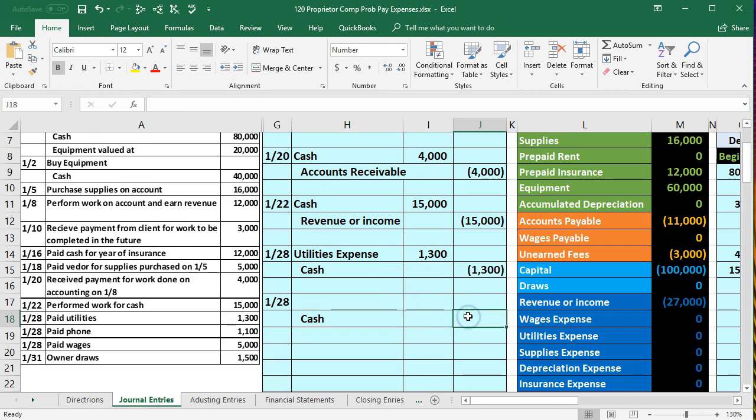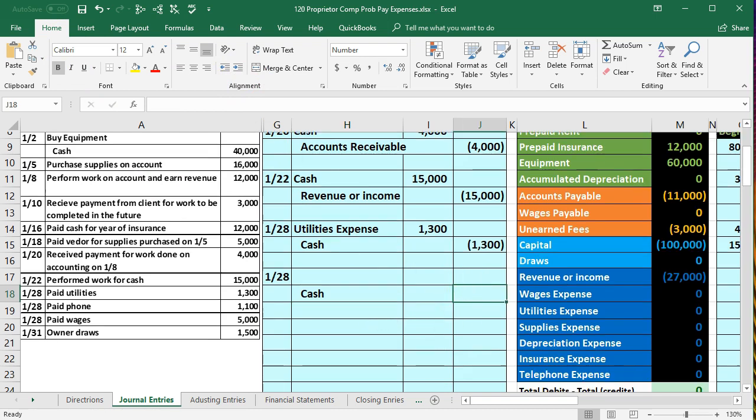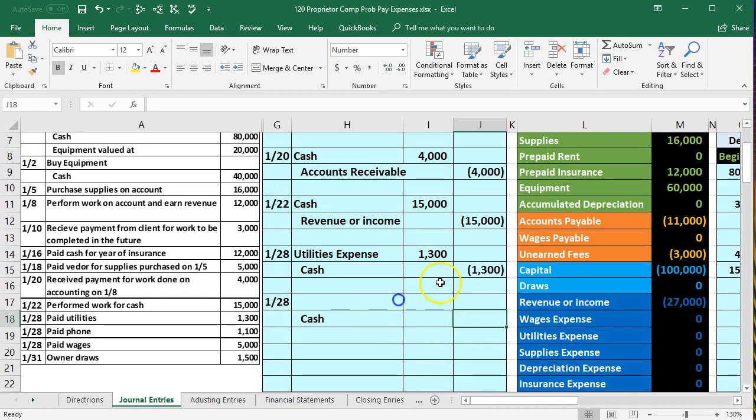We're going to be in the credit column. How much did we pay for the phone bill? I believe the phone bill we paid was $1,100 for the phone. We're going to debit something for that same amount. We're going to do that with a little formula of negative of that number. Now we just need the account.